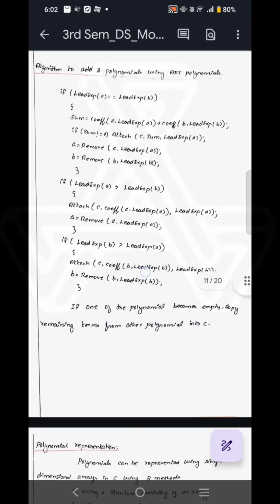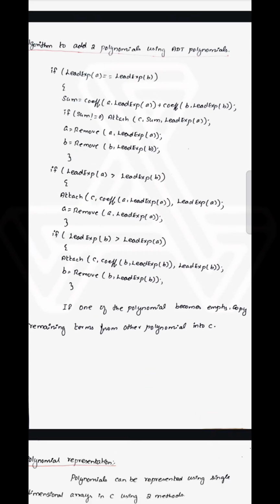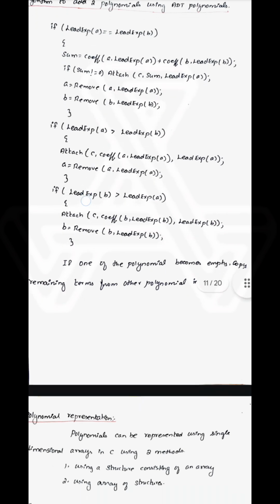Algorithm to add two polynomials using ADT polynomials. If lead exp of A equals lead exp of B, sum is equal to coef of A dot lead exp of A plus coef of B dot lead exp of B. If sum is not equal to 0, attach C, sum, lead exp of A. A is equal to remove of A, lead exp of A. B is equal to remove of B, lead exp of B.